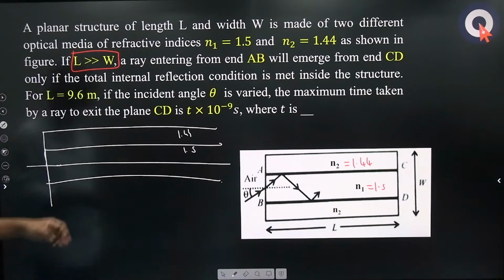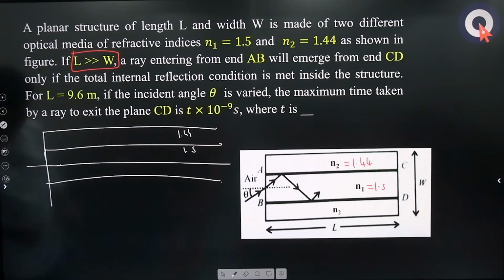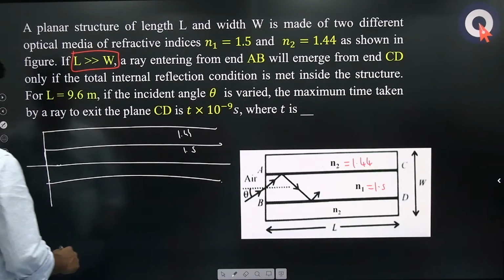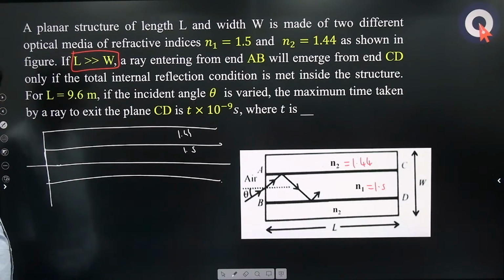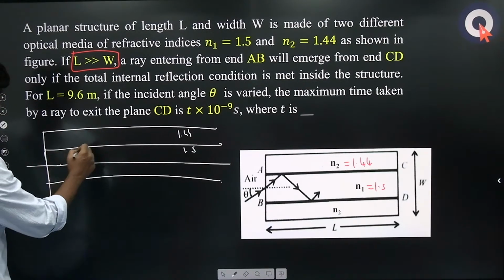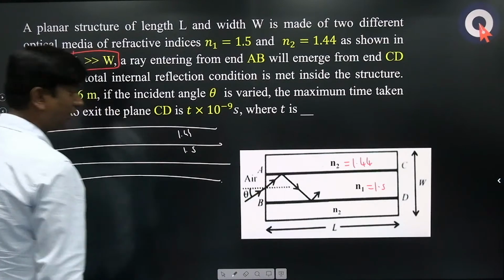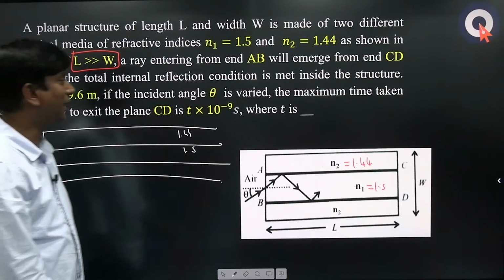So definitely it is going from a denser medium. See here, once it has entered into this, from air only it is entering. So here it is undergoing total internal reflection, means this should be greater than the critical angle. If it is very much greater than the critical angle, then it will have a total internal reflection like this, like this, like this. Correct or not? But they are asking maximum time.